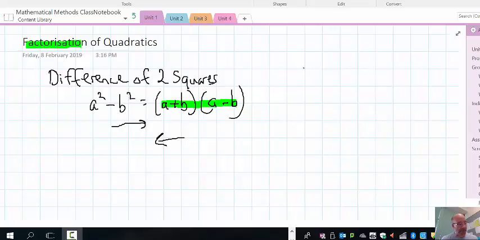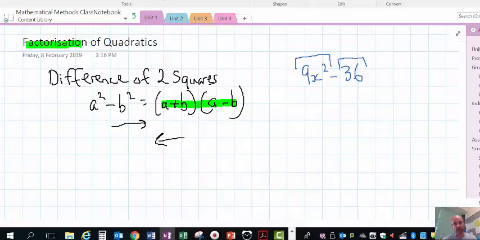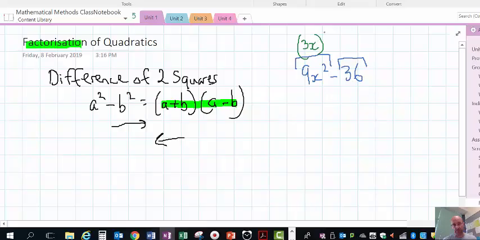An example of this might be 9x squared minus 36. We have two things squared here. You need to be able to identify what each thing squared is. So what squared gives us 9x squared? The answer is 3x. So if we have 3x and then we square it, we get 9x squared. What squared equals 36? 6 squared.